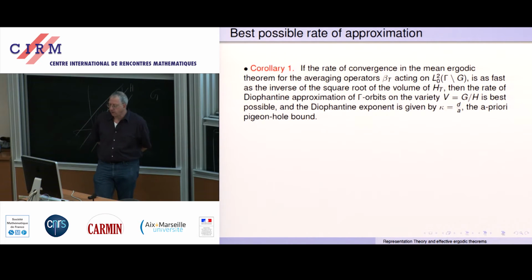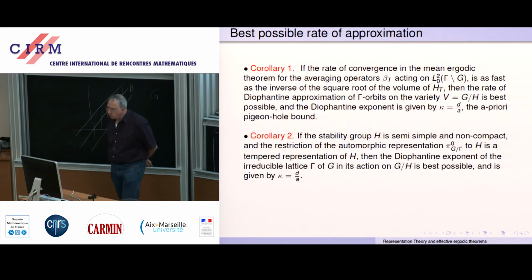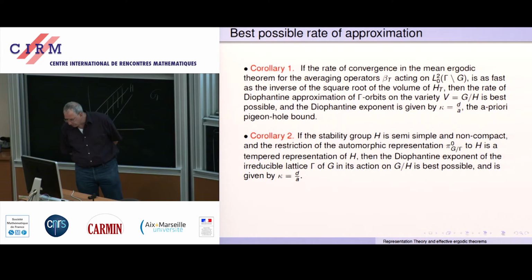And now we have the following corollary. If the rate of convergence in the mean ergodic theorem for the averaging operators beta t acting on L2 naught G mod gamma is as fast as the inverse of the square root of the volume, then the rate of the Diophantine approximation of gamma orbits on the variety is best possible, and the Diophantine exponent is simply given by kappa equals d over a, the a priori pigeonhole bound. So, corollary 2 is that if the stability group H is semi-simple and non-compact, and the restriction of the automorphic representation pi naught G mod gamma to H is a tempered representation of H, then the Diophantine exponent of the irreducible lattice gamma of G in its action on G mod H is best possible and is given by the pigeonhole bound.